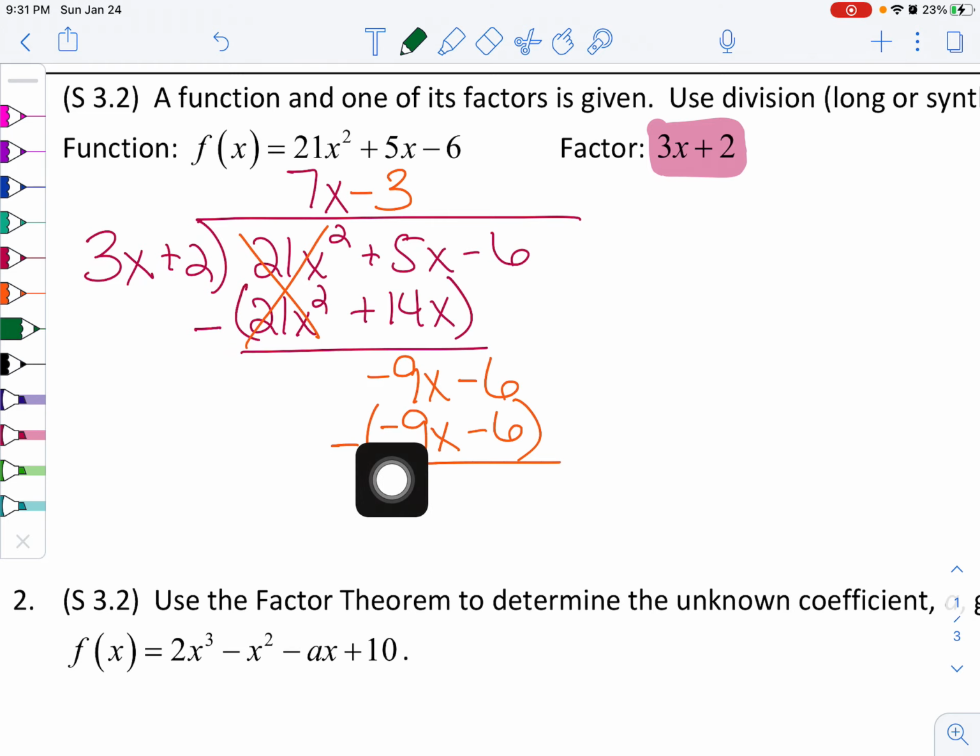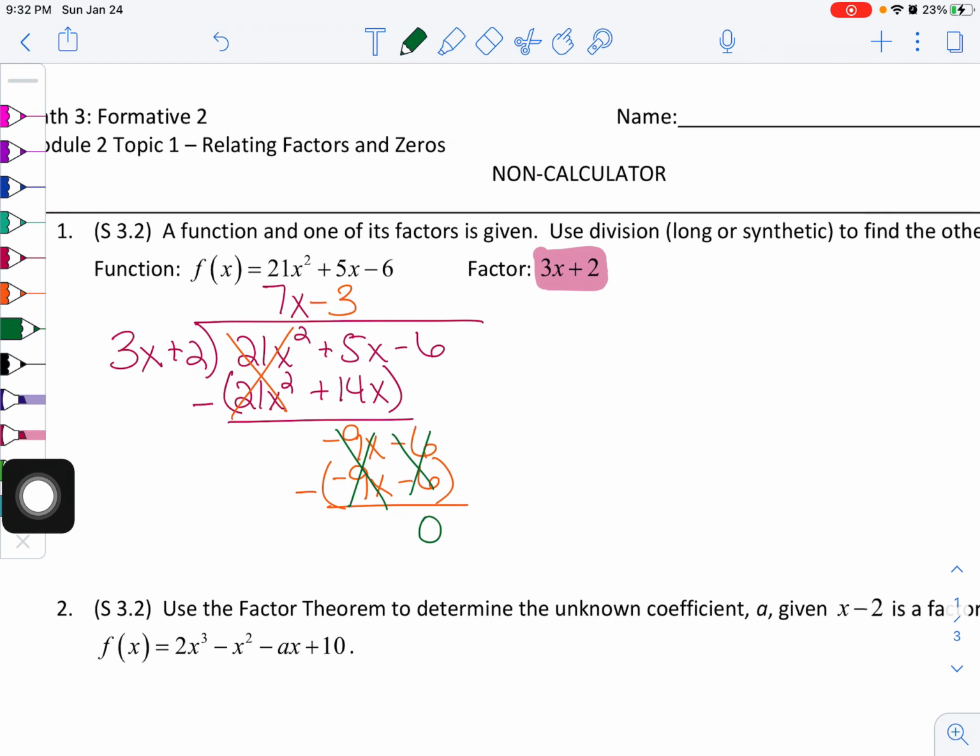Negative 9x minus negative 9x will cancel. And negative 6 minus negative 6 will cancel. And we have a remainder of 0, which is as it should be. If you got a remainder other than 0, something went wrong with your division. Because we knew this was a factor, we have to get a remainder of 0.